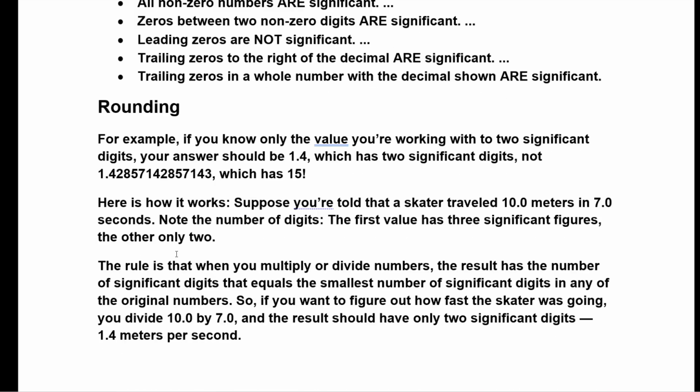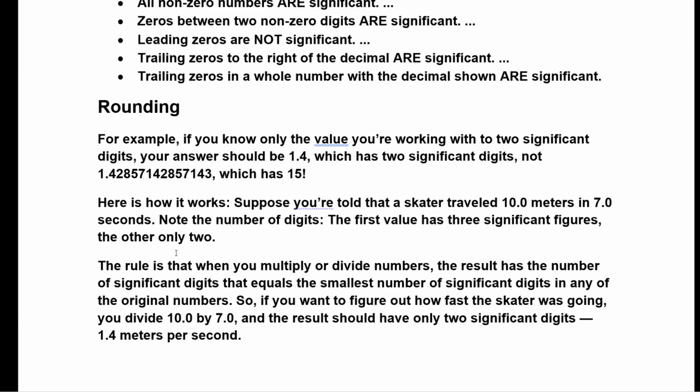All right. So let's look at an example with significant figures. So when we talk about rounding, we're going to say, well, the value we're working with only has 2 significant digits. So our answer should be 1.4, 2 significant digits, not 1.428571428574143, which is 15 significant digits. So suppose you're told that a skater traveled 10 meters in 7 seconds.